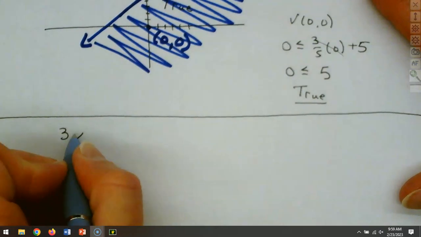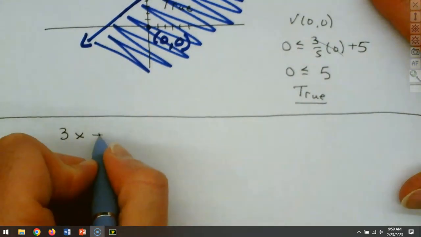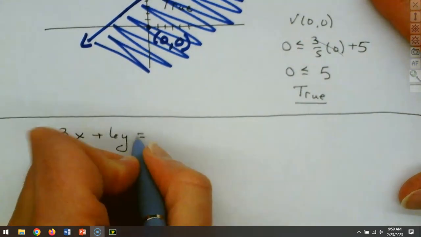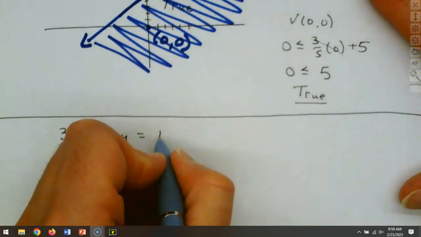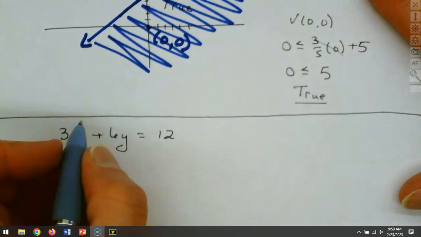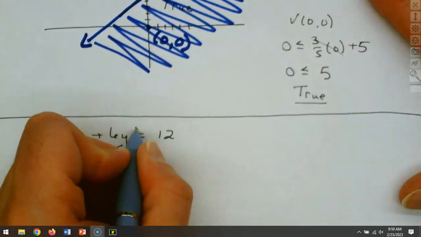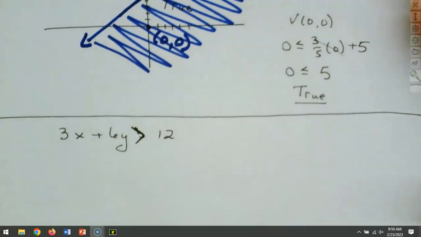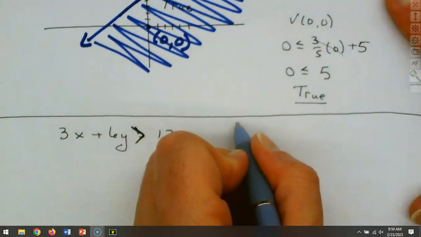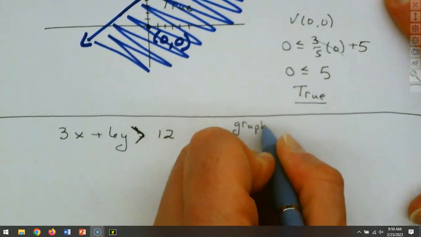About 3x plus 6y equals 12. And let's not use equals, let's do, how about greater than? So we'll just do strictly greater than 12. So that's what I want you to work with. And we're going to graph this one out here.